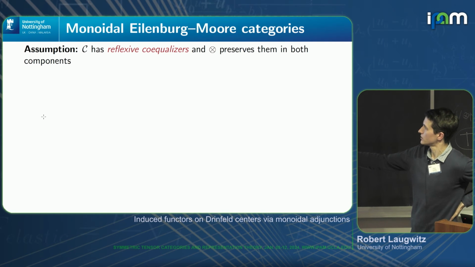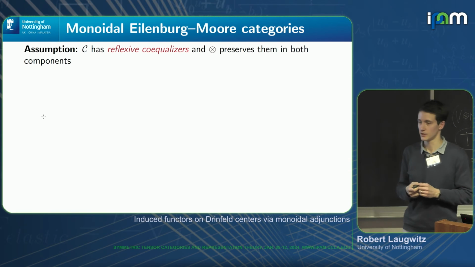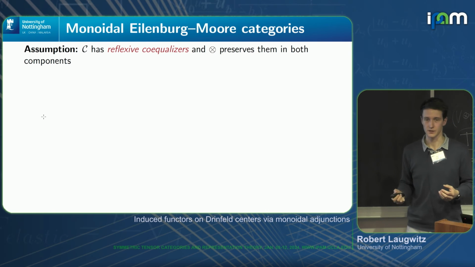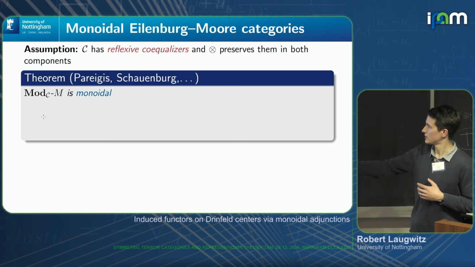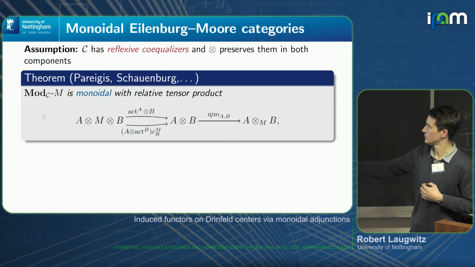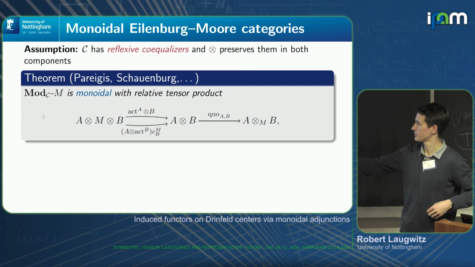Well, we need to make a technical assumption. The minimal technical assumption is that C has reflexive coequalizers and that the tensor product preserves them in both components. So this is right exactness of the tensor product, but it's really the minimal thing one needs. And then one can make modules into a monoidal category with the relative tensor product. The relative tensor product is a coequalizer of acting on the right on B and acting on the left on A, or acting on the left on B under use of this half braiding.